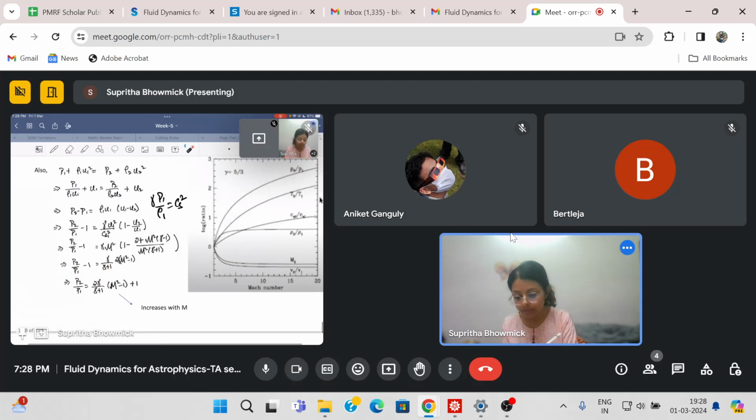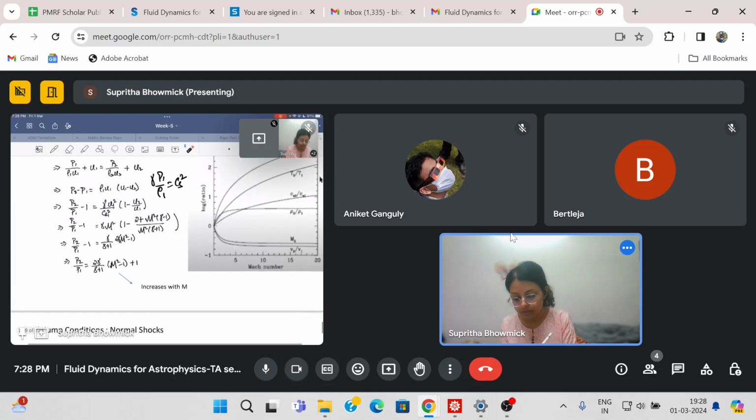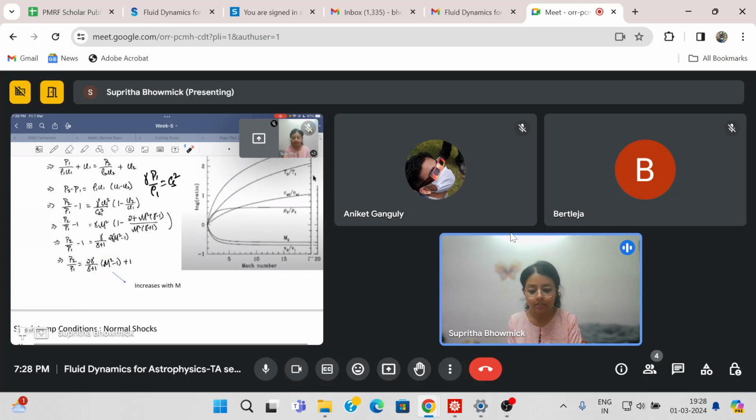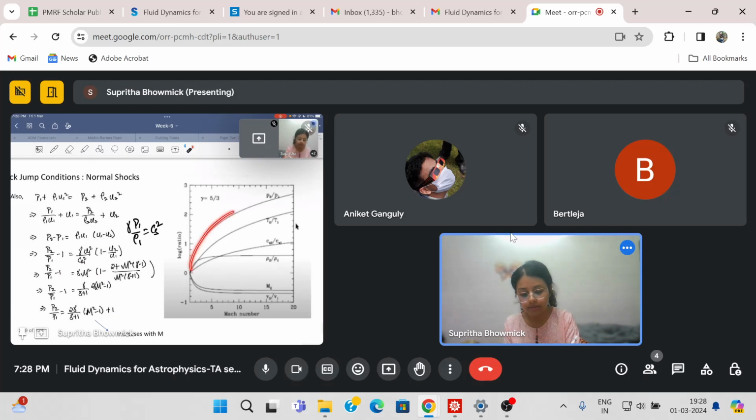So what we see is that this actually does not asymptote with large Mach number. It actually increases as m square. And that is also visible in this plot.